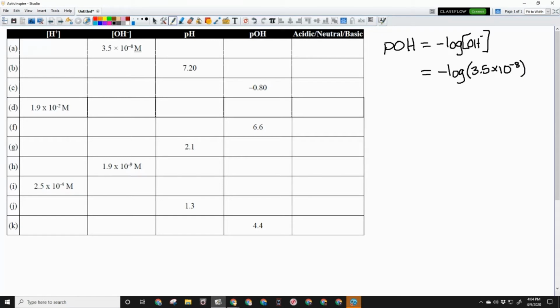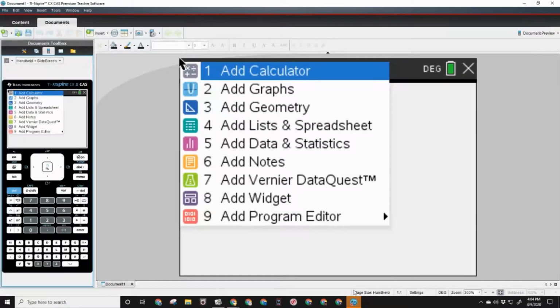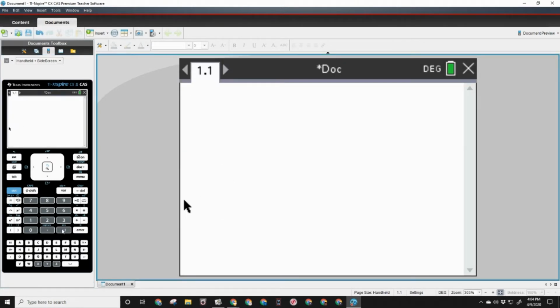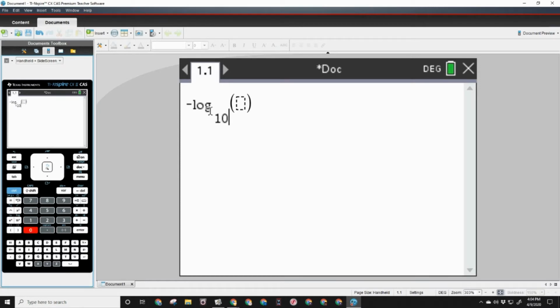All right, and so I'm going to go to my calculator. It's going to be negative log, so I'm going to hit negative, and then the log button, and this is the log of base 10. Y'all won't have to do that unless you have the TI Inspire calculator or calculator software. And then let me go back. What was that? 3.5 times 10 to the negative 8. So I'm going to put in 3.5 EE negative 8, because that's how we put in scientific notation. Then I'm going to hit the enter button.